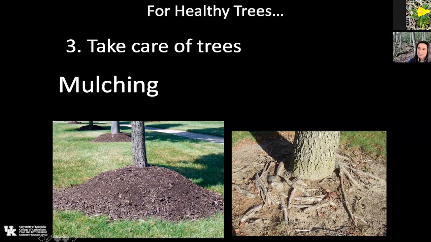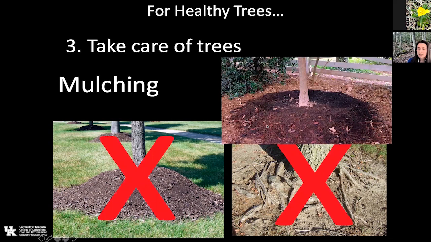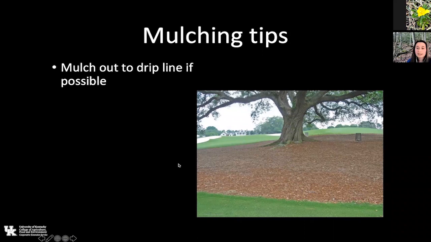In addition, if you pile the mulch around the base, the trunk is not equipped to be underground. It wants to be above ground. And so piling that mulch around it will result in decay and rot of that area. So, you know, don't do it. Don't do it to your trees. Instead, you can mulch with a nice wide but shallow mulch ring. So some mulching tips. Mulch out to the drip line if possible. Look at this tree. It's got so much mulch all around it. But you don't have to do this.